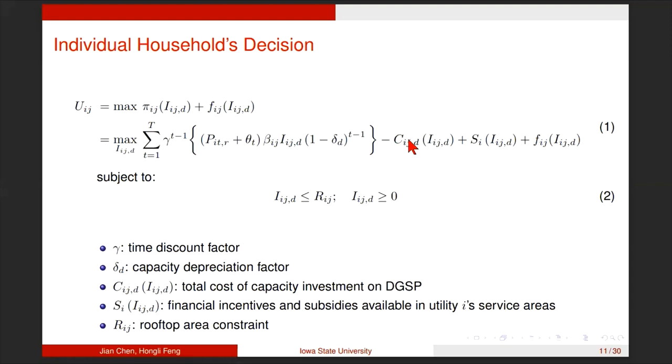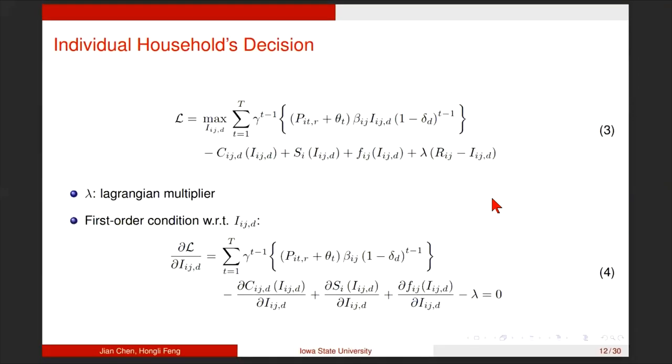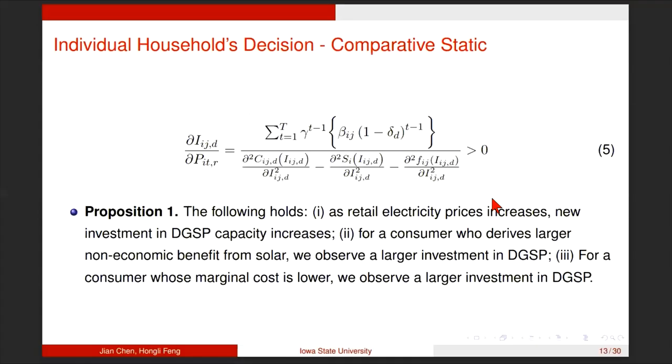And here, C is the term representing the one-time investment cost of DGSB capacity, and SI is the financial incentives and subsidies that are available in utility I's service area. So we can write down the Lagrangian and derive the first order conditions. Based on that, we can derive the following comparative statics regarding how the retail electricity price affects an individual household's investment decision on DGSB capacity.